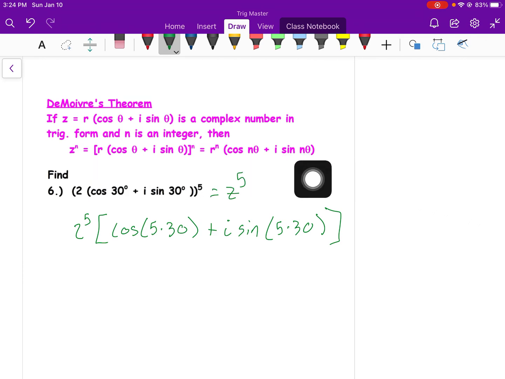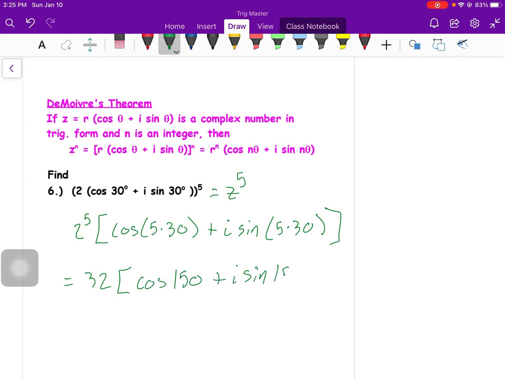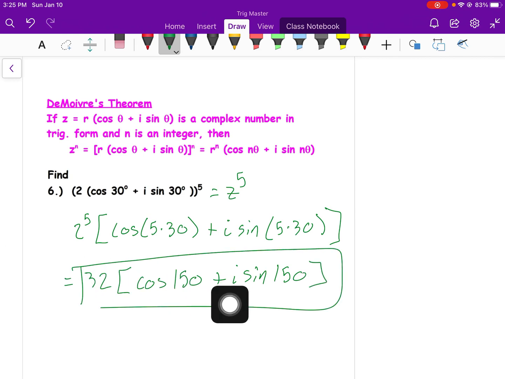The mistake that I catch myself making from time to time when I'm not staring right at the theorem is I remember that I'm multiplying the 5 from the exponent times the angles, but I'm still raising the modulus to the exponent. The mistake I make is I want to do 2 times 5. It is not 2 times 5, it's 2 to the 5th. All right, so 2 to the 5th is going to equal 32. Then I have cosine of 150 plus I sine of 150. Okay, now we're back to our own trig form, essentially.